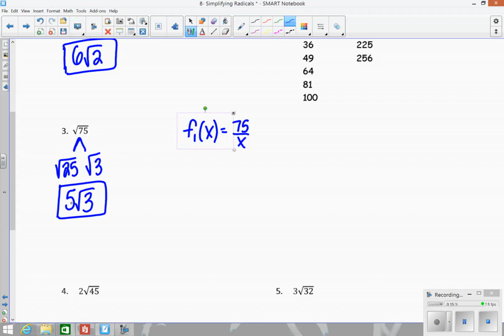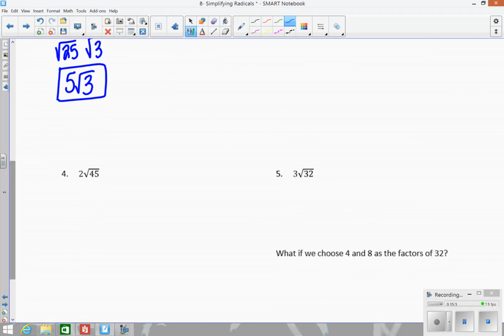Notice I dropped the radical because I'm actually taking the square root of 25. So it's asking what times what gives me 25, which is 5. Square root of 3 I just keep as is because you can't break that down. It would be a decimal if you try to simplify it. So then the next ones have a number out in front.